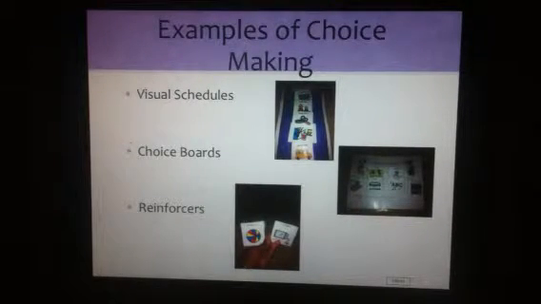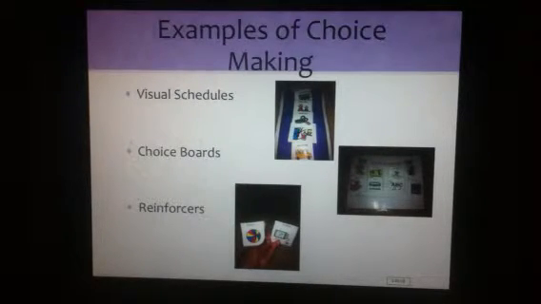Examples of choice making. There are a few examples of choice making. Those include visual schedules. Visual schedules or visual supports help children in the classroom to understand and follow rules, directions, and material. Visual schedules are useful for children who do not read or who are nonverbal.